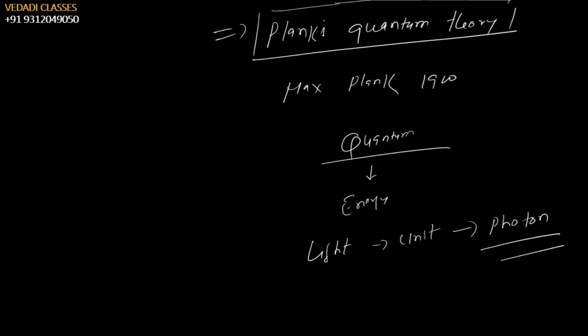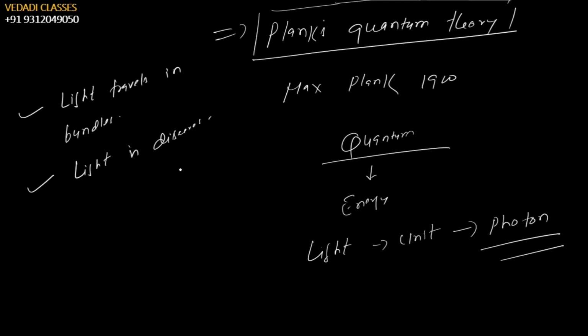So according to him, the energy of each quantum. What is a quantum? Quantum is basically small packets. So Planck's quantum theory states that light travels in bundles, na? And light is discrete.